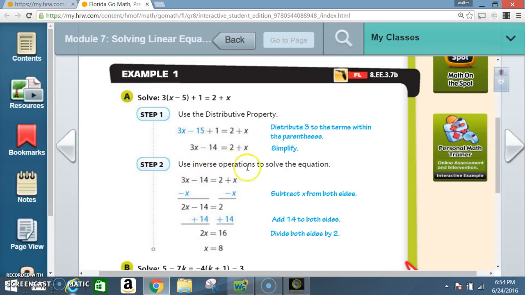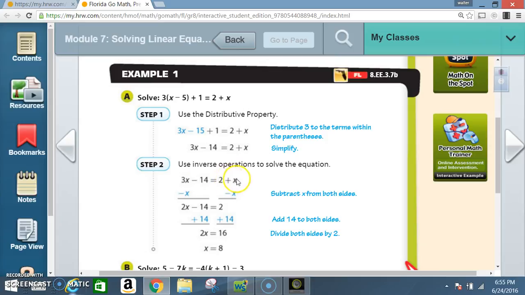Step 2, use inverse operations to solve the equation. So we got a 3x and an x. We want to put the x's on one side. So the question is, which x do we move? Do I move the 3x to this side or do I move the x to this side? Well, the rule we're going to follow is, when you have variables on both sides, after you have simplified, you move the smallest x. So between 3x and x, we're going to move the x.